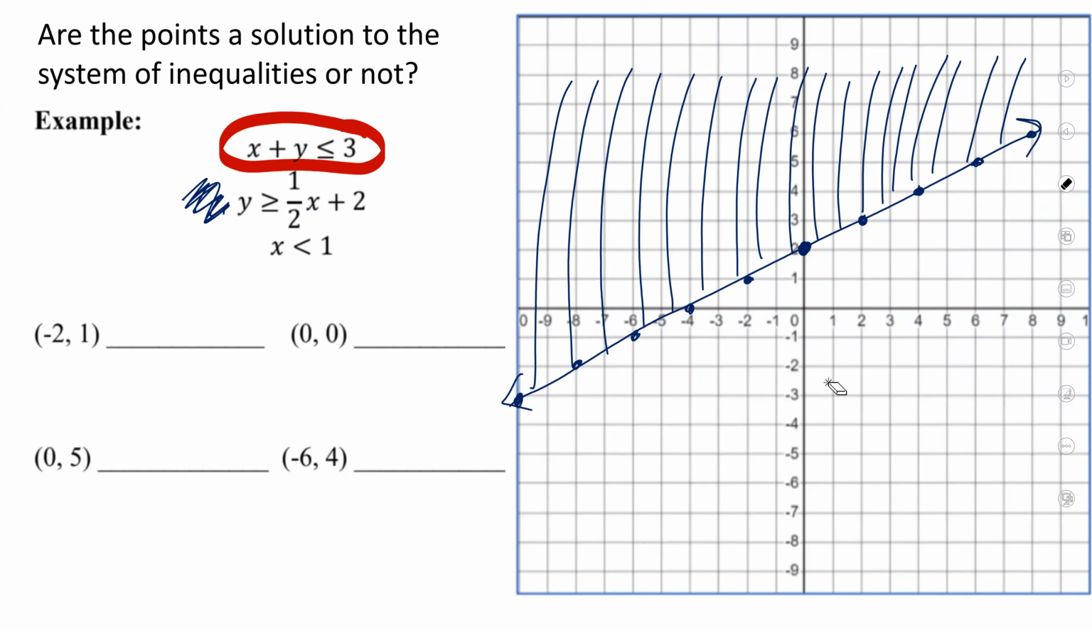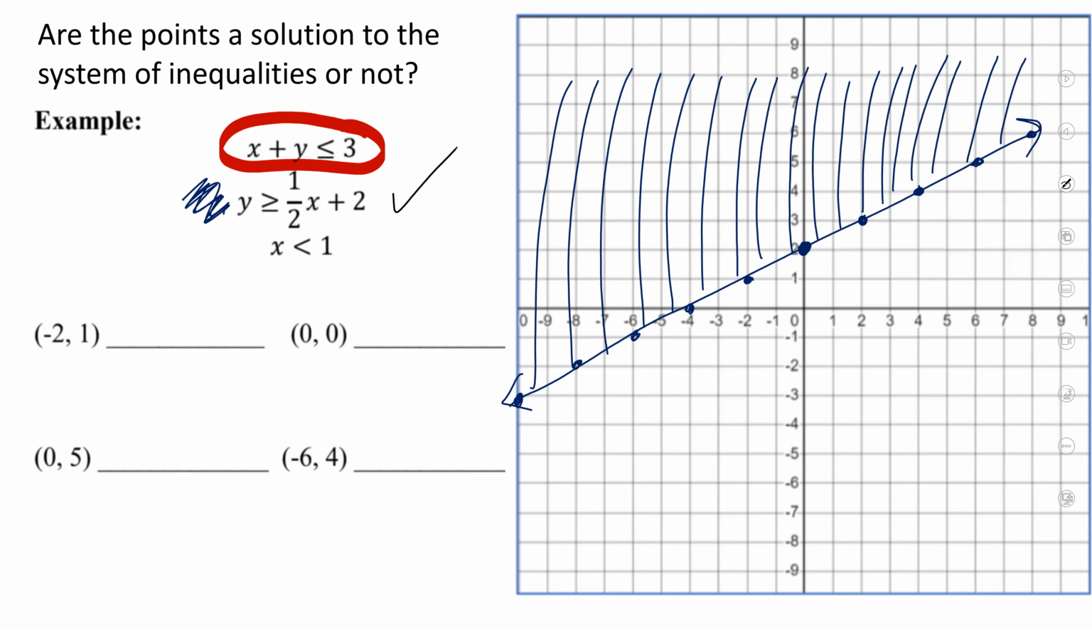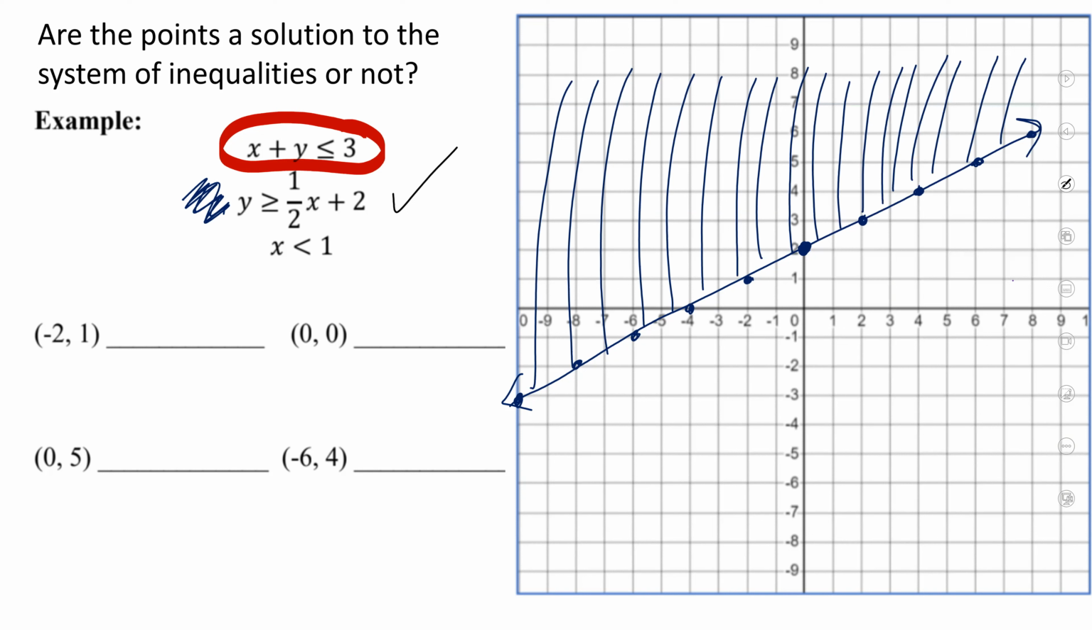All right, so that's one of our lines. I'm going to put a check mark. We did the middle one. Now let's do the bottom one. What does it say? Yep, x is less than what? 1. X is less than 1.